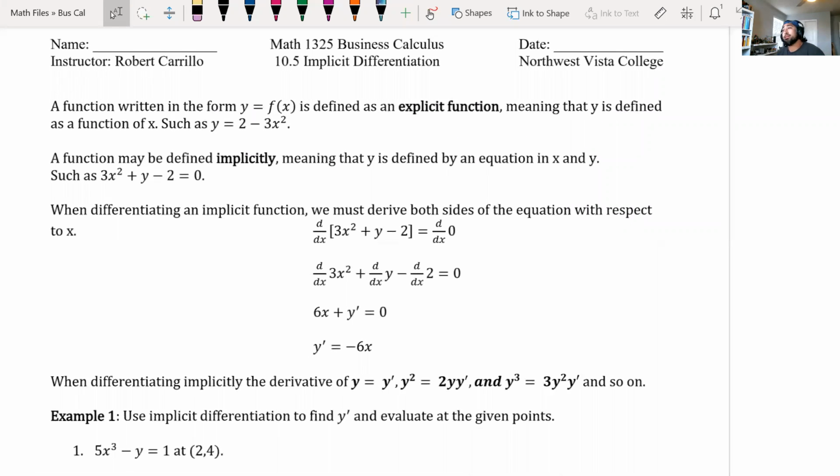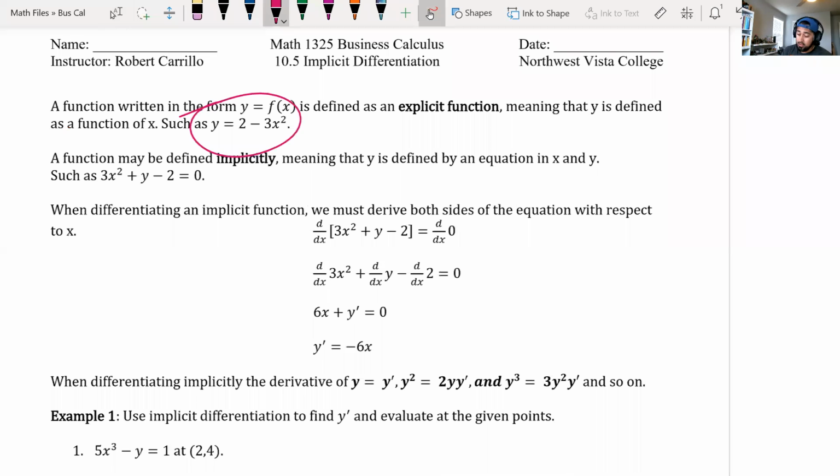All right, so today's about implicit differentiation. What we've been doing so far is explicit differentiation, meaning that y is defined as a function of x. So it's everything we've been used to learning in math: y equals, or f of x equals. So these are called explicit functions.